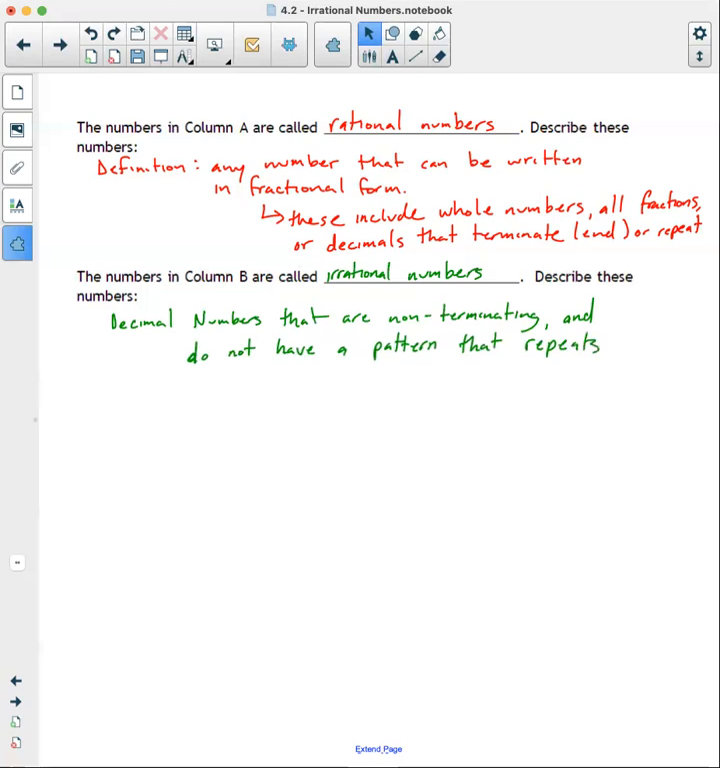Okay, so for example, 2/3 as a fraction. If we convert that to a decimal, it'll be 0.6 repeating. Okay, so because that has a repeating decimal, we would consider that to be a rational number. Okay. All right.